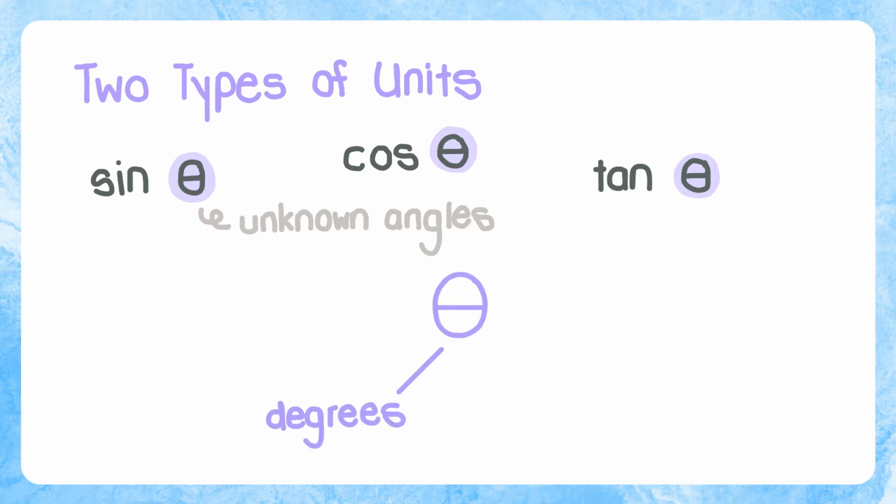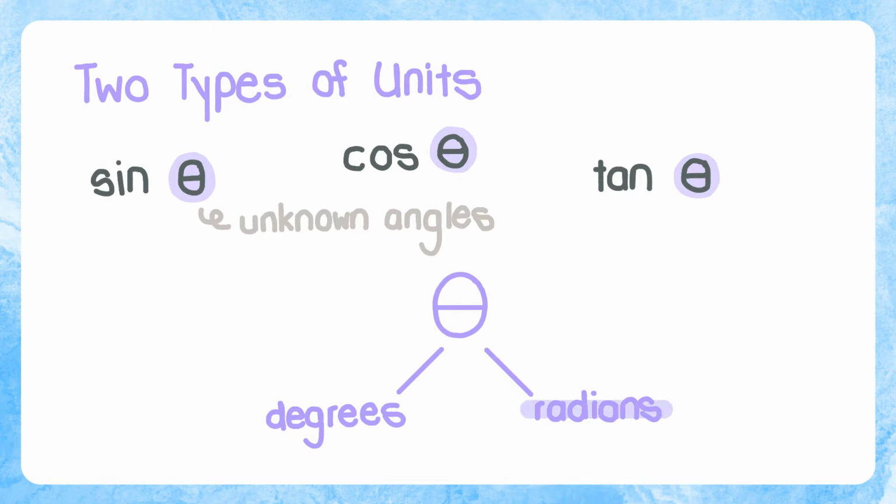So one unit we've familiarized ourselves with is degrees. So for example, we've been looking at like sine of 45 degrees or cosine of 32 degrees. So one unit we've been using to describe angles is degrees. Today, we'll be learning about a new type of unit called radians.